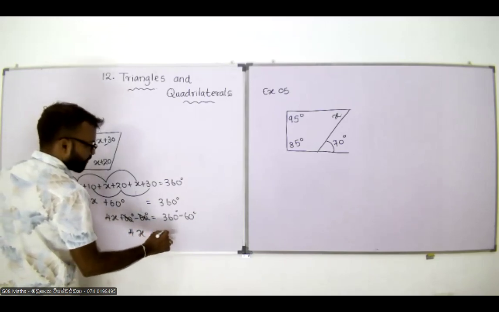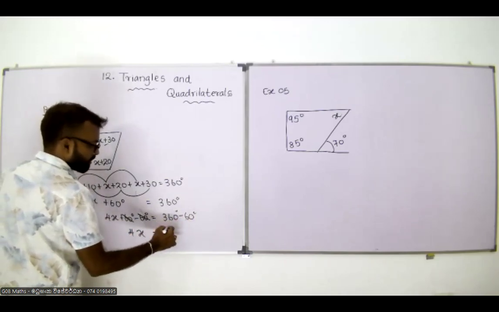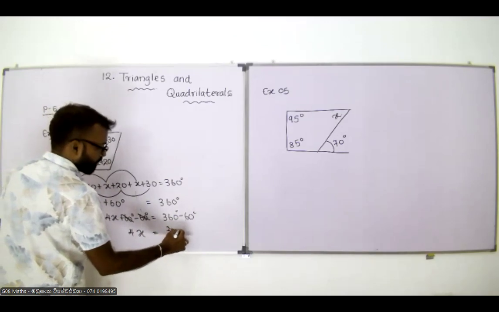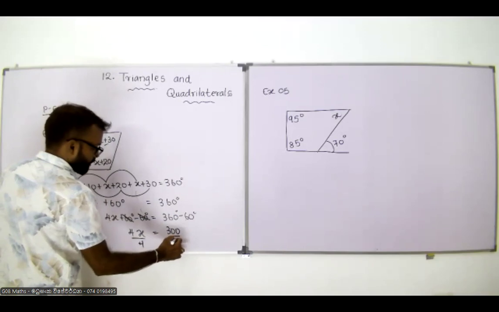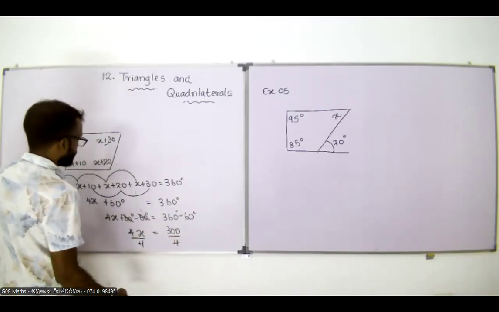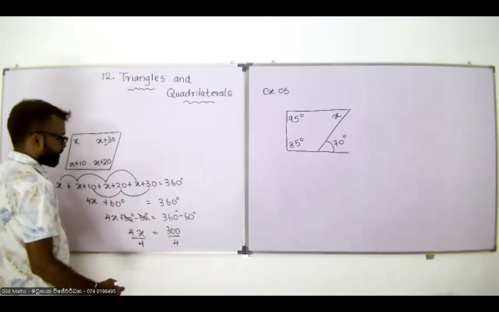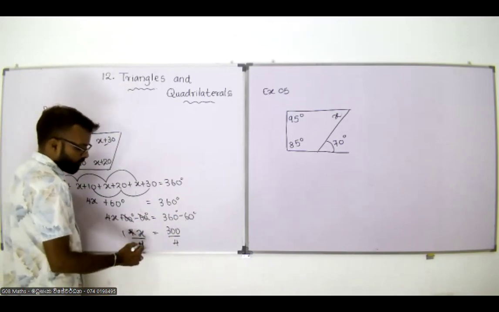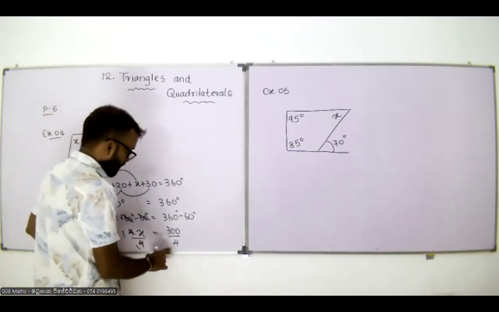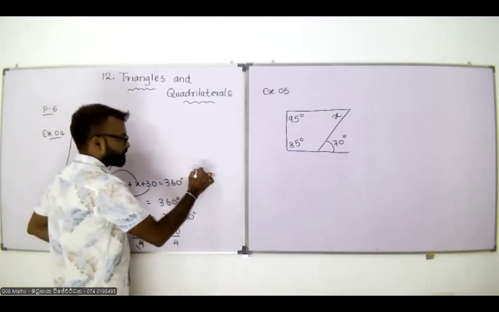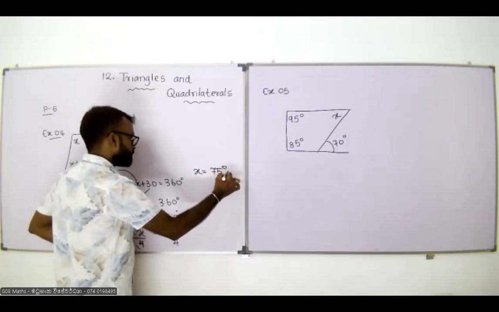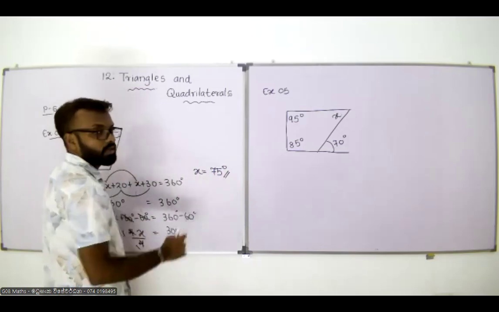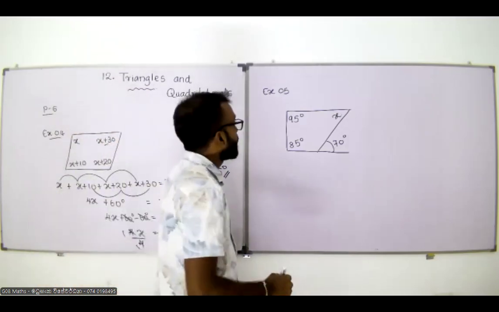4x is equal to 360 minus 60, which is 300. So you have to divide both sides by 4. 300 divided by 4, so x is equal to 75 degrees. This should be the final answer for example number 4.